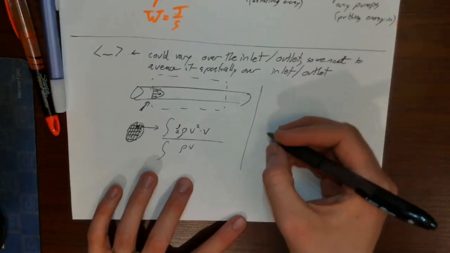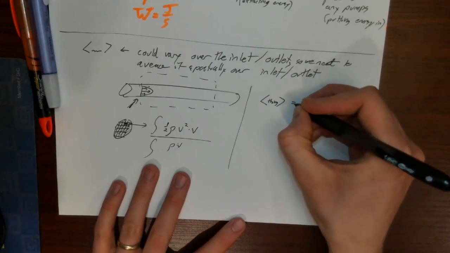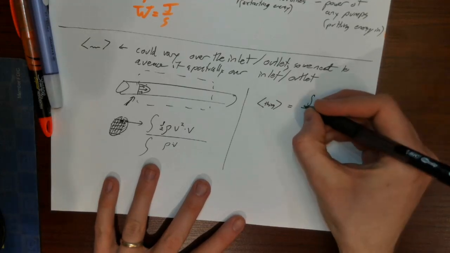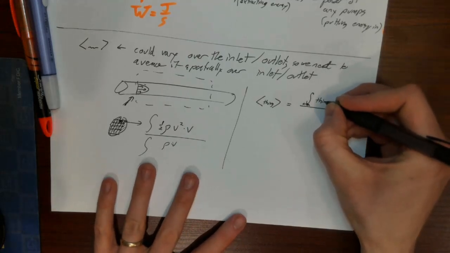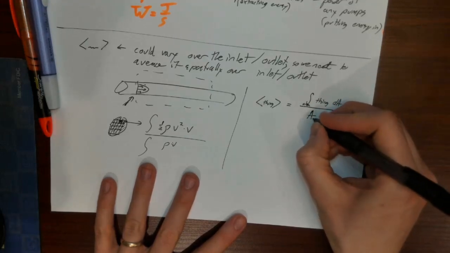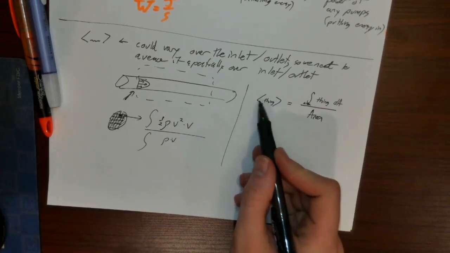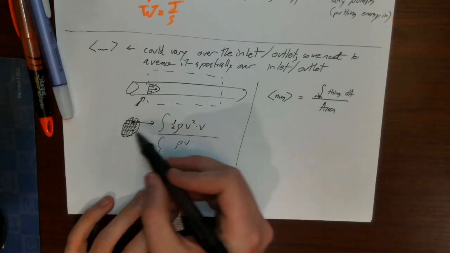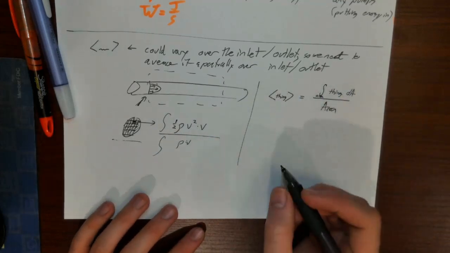So let me formalize this definition. If I have a bracket of a thing, then that's equal to an integral over the area of the inlet or the outlet of the thing dA, over the area of the inlet or outlet. So that's what this bracketed quantity means. It's essentially a spatial average. I integrate it over the whole area of the surface, and then if I divide that by the area of the surface, that gives an average over the surface.